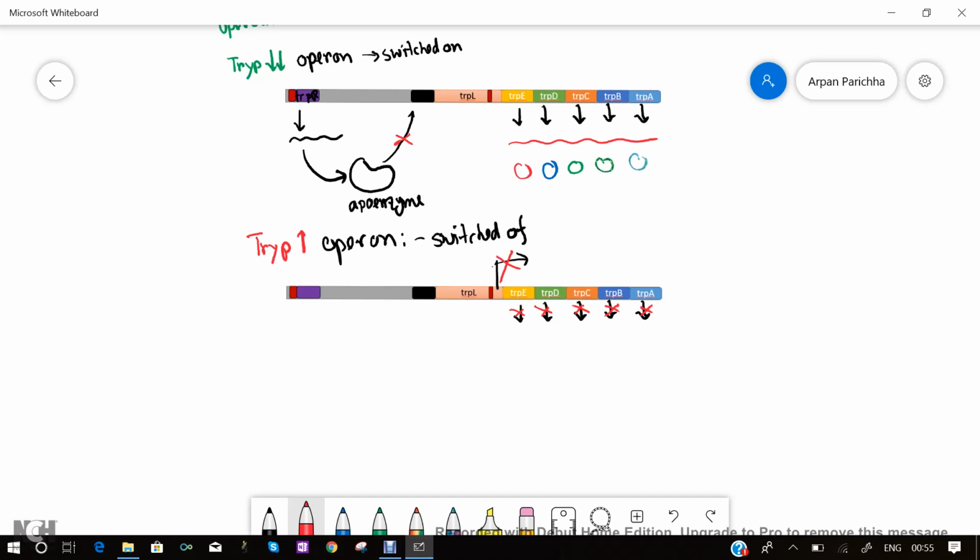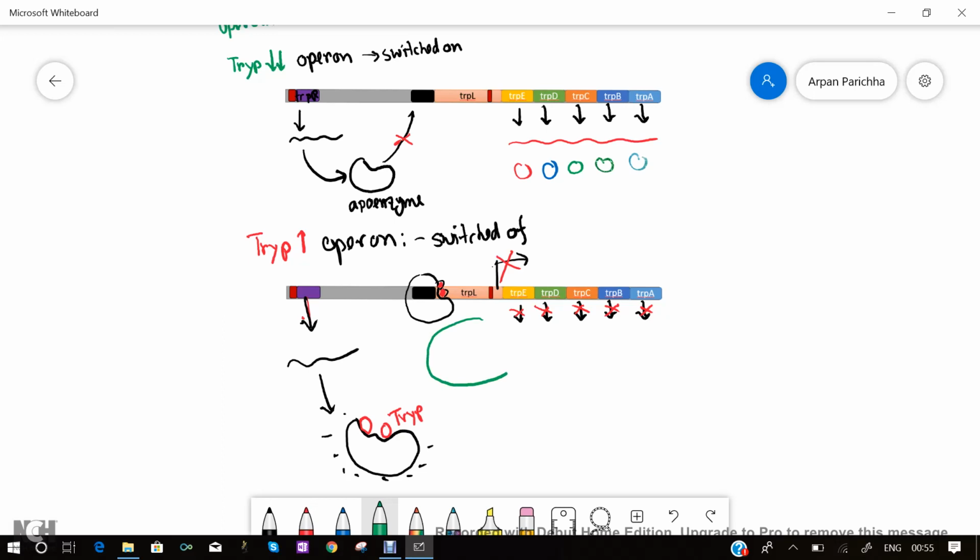So in absence of too much tryptophan, what happens? Our trip repressor is always produced, but trip repressor is normally an aporepressor. Without tryptophan binding, it cannot get activated. So when tryptophan binds, this repressor gets activated, and as a result, this repressor binds to the specific operator region in the trip operon, and as a result, what happens?